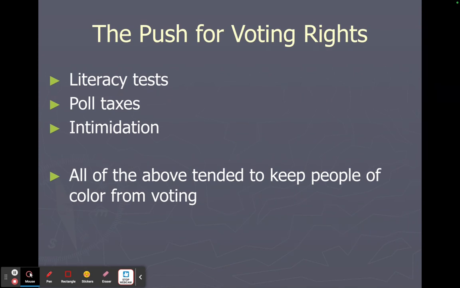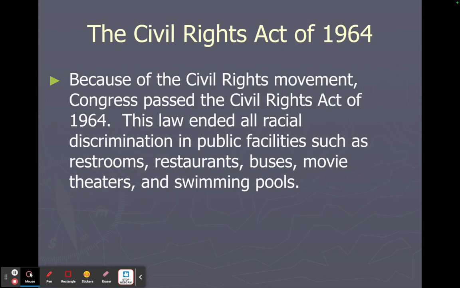So how did the voting rights bill come about? The South had passed laws like making it mandatory for people to pass literacy tests. We also had people being required to pay poll taxes or just openly being intimidated. And this is how we would stop people of color from voting.